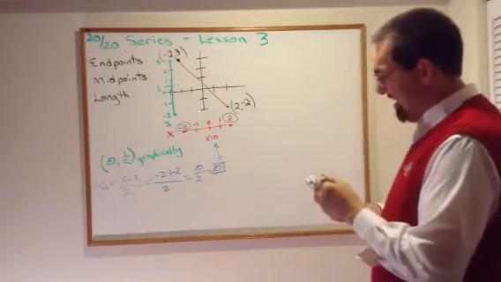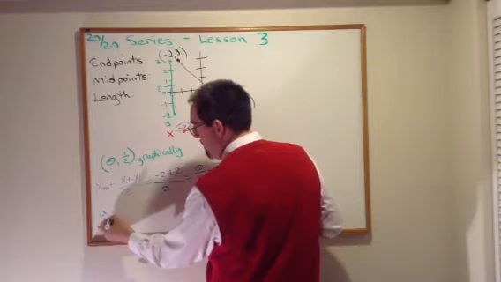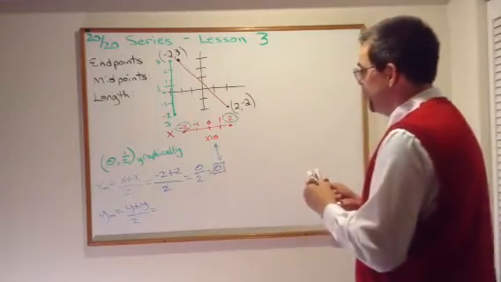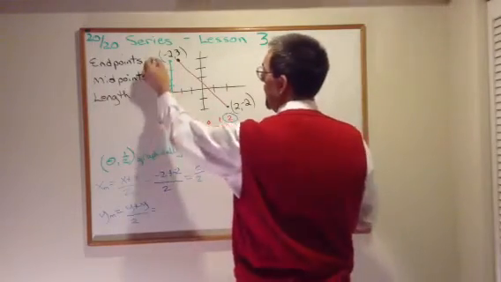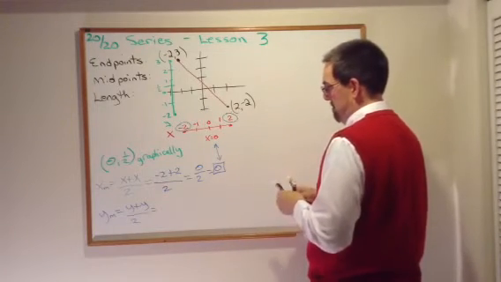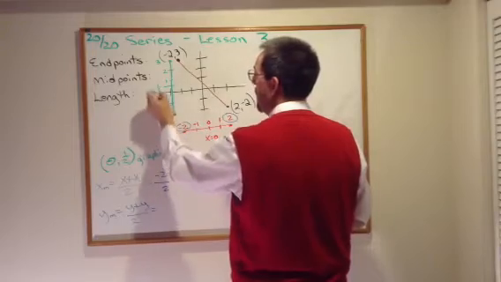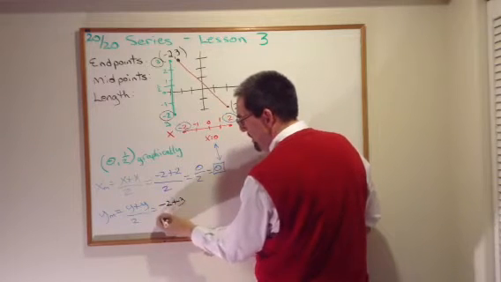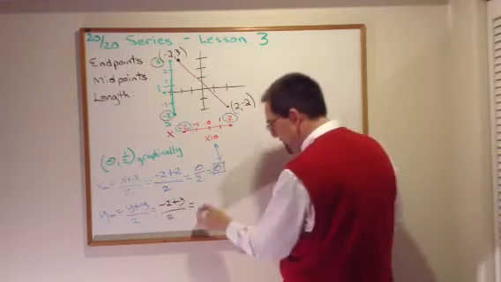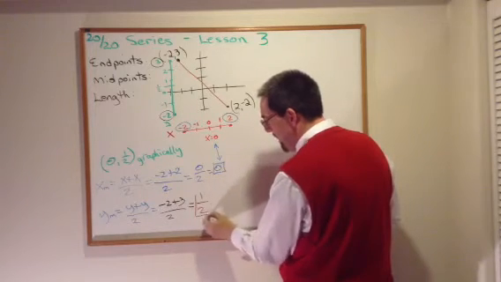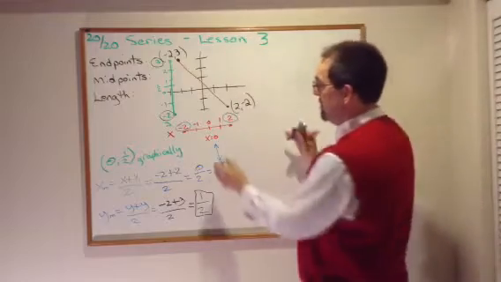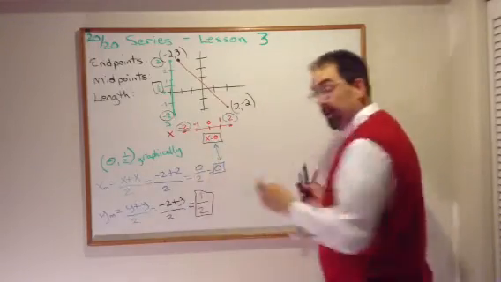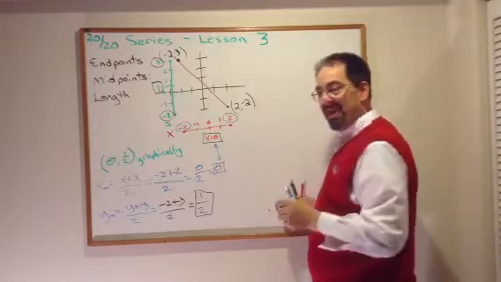So far, so good. Now we'll do the y's. The y midpoint is y plus y divided by 2. Well, let's see if we can find those. -2 and a 3. -2 plus 3 divided by 2. -2 plus 3, that's 1, divided by 2. Well, we got it. So, graphically, we got (0, 1/2). And doing it math-wise, algebraically, (0, 1/2).